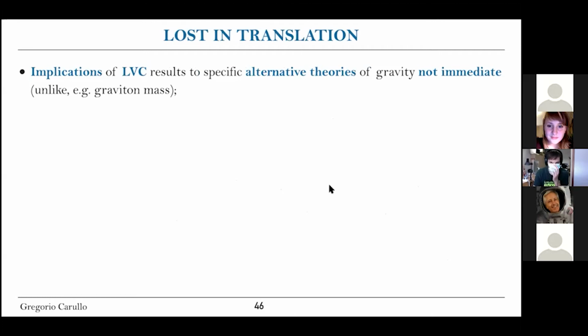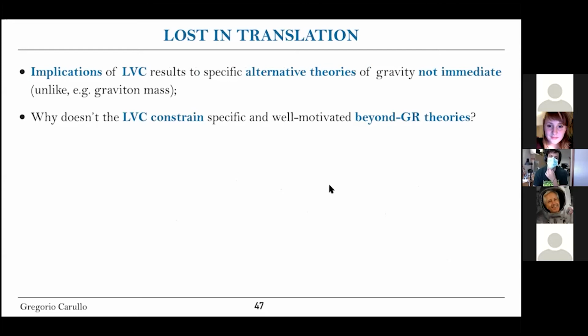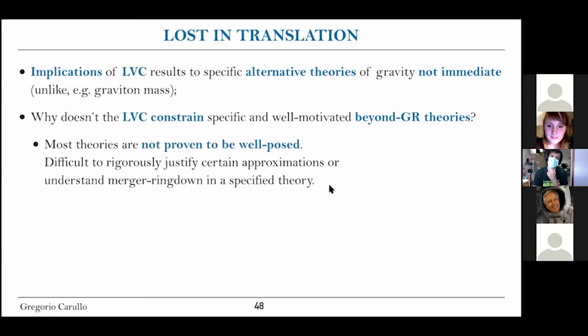This is not always the case. For example, there are some other observations, the graviton mass, for example, where this is easier in some way, but not for the Ringdown. So why don't we constrain specific theories? Because most theories are not proven to be well posed, or it's difficult to justify certain approximations or understand merger Ringdown.